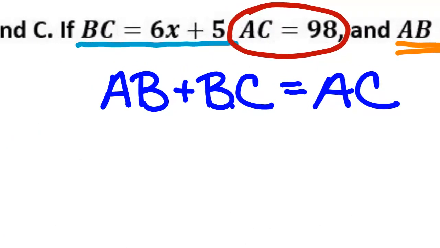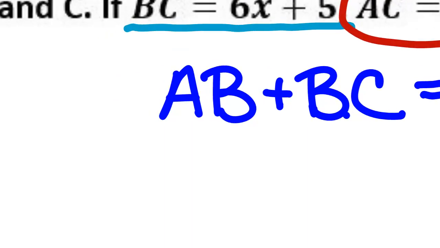All right, so now we're going to take and substitute in. It says that AB is 8x plus 9.